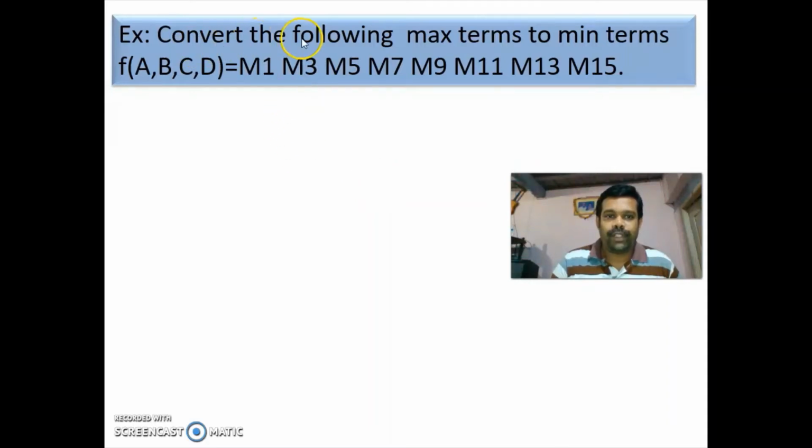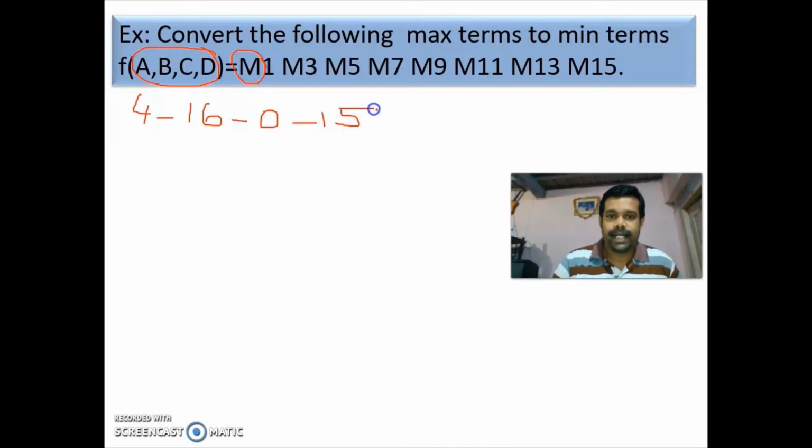Now we want to convert the max terms into min terms. In this question, we are having 4 variables A, B, C, D. And since it is max terms, it is written in capital letters. If you are having 4 variables, then you will be having 16 combinations or 16 numbers you can write, that is from 0 to 15.